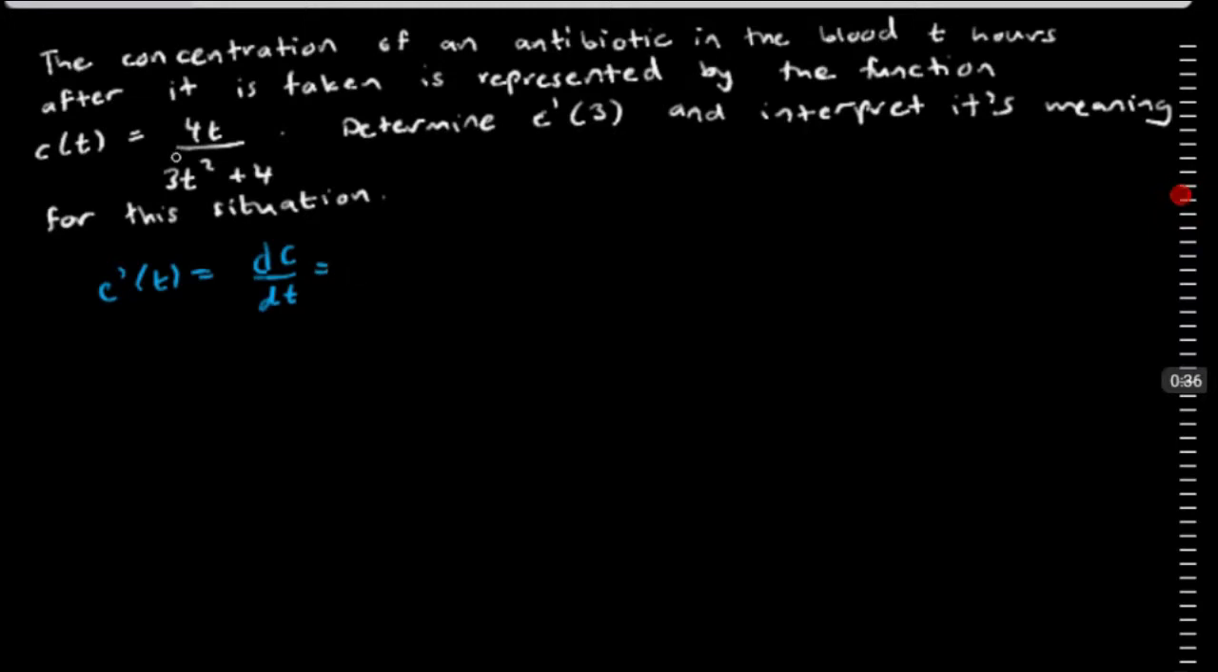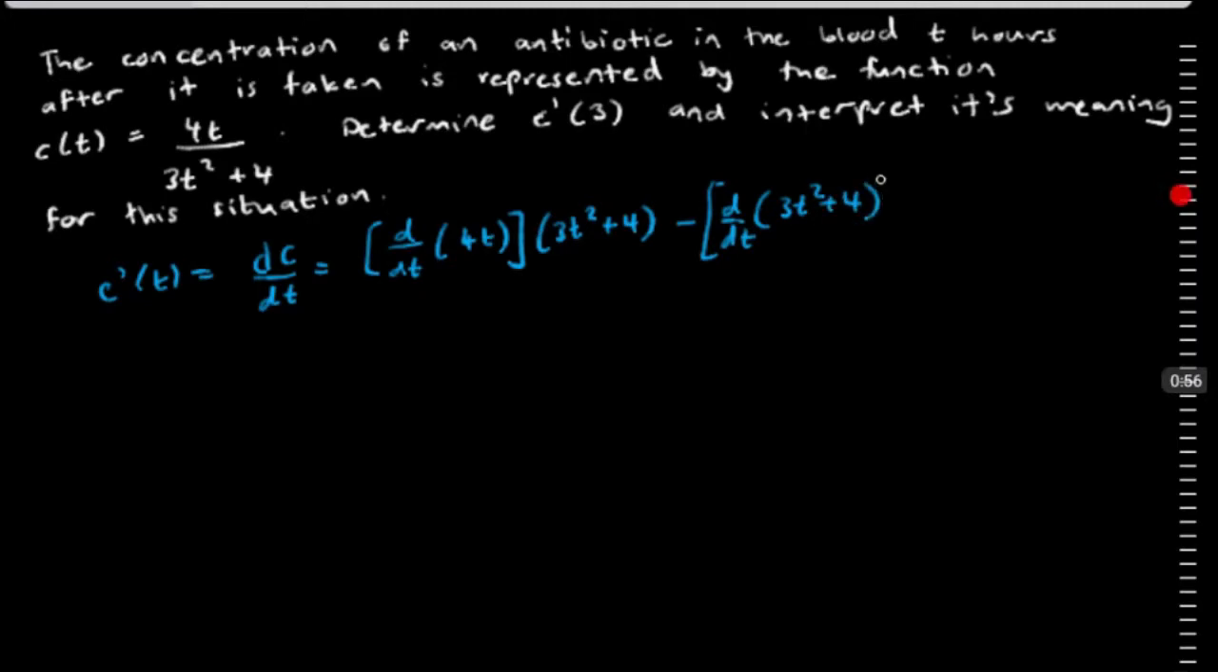So I'm going to be utilizing the quotient rule again. I'm going to do the derivative with respect to change in time of the numerator, so 4t, times the denominator, 3t squared plus 4, minus the derivative of the denominator, d over dt of 3t squared plus 4, times the numerator, which is 4t. And then I'm going to divide all of this by 3t squared plus 4, squared. So that's the denominator squared.